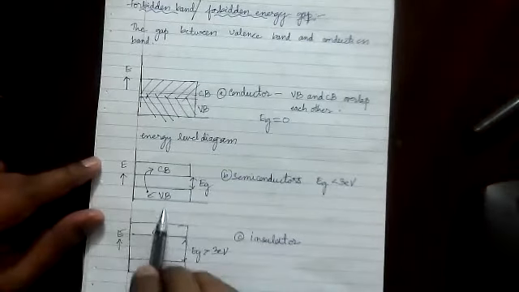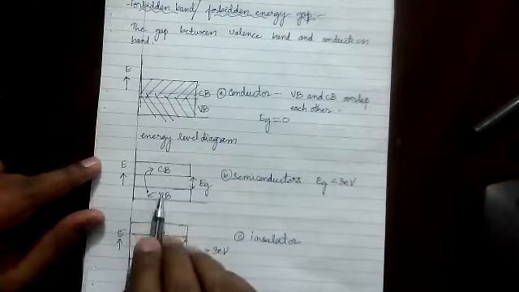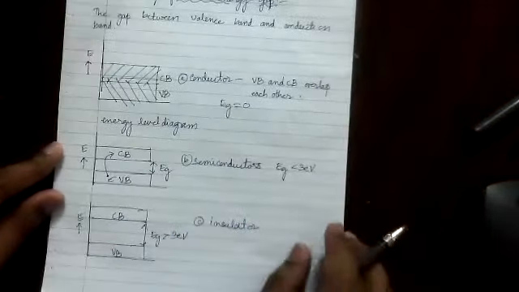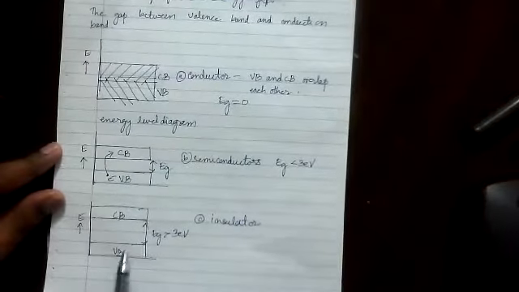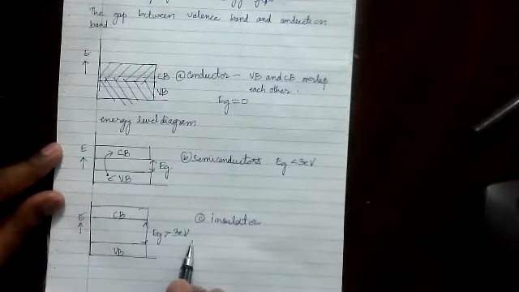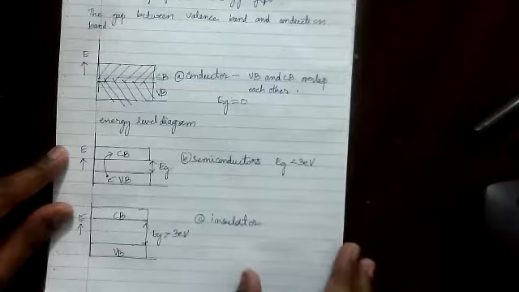Whereas in semiconductors, the gap between the valence band and the conduction band is less than 3 electron volt. Now coming to insulators, the gap between the valence band and the conduction band is more than 3 electron volt. That is insulators. Is that clear? So that is about the energy band.